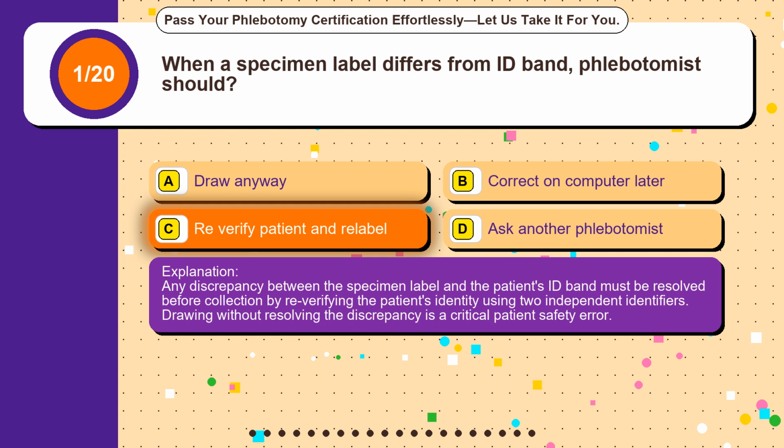Any discrepancy between the specimen label and the patient's ID band must be resolved before collection by re-verifying the patient's identity using two independent identifiers. Drawing without resolving the discrepancy is a critical patient safety error.